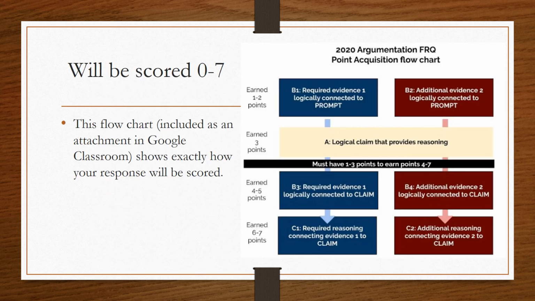Okay, so now back to the good stuff. How is it going to be scored? You can earn 0 to 7 points on this response. There's a flow chart here. I did get this from the AP Live crew. I have my citation at the end of the presentation, but thank you to the AP Live teachers that put all of this together. This flow chart is going to show you how it's going to be scored. I know that you might be confused looking at some of the little letters, and don't worry, I'm going to break it down for you very shortly.